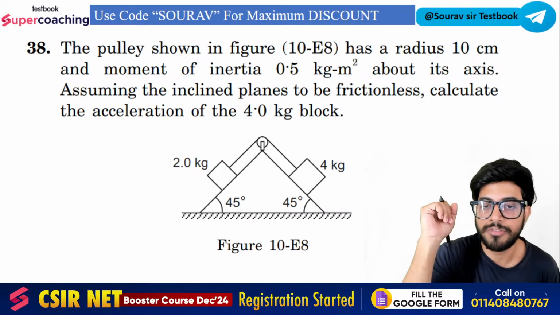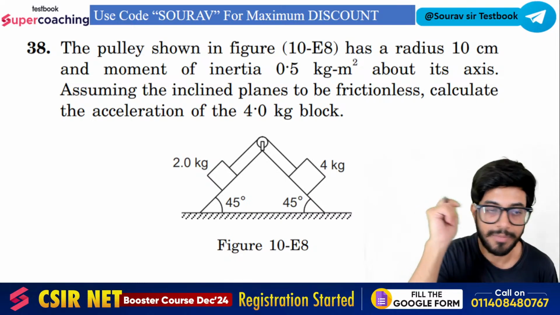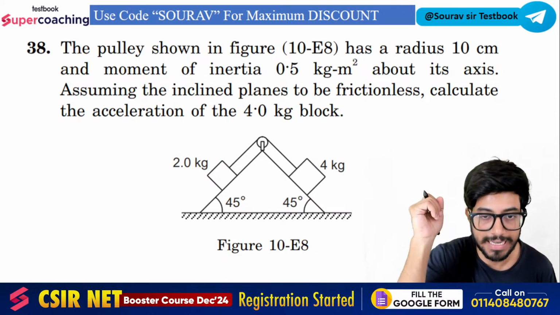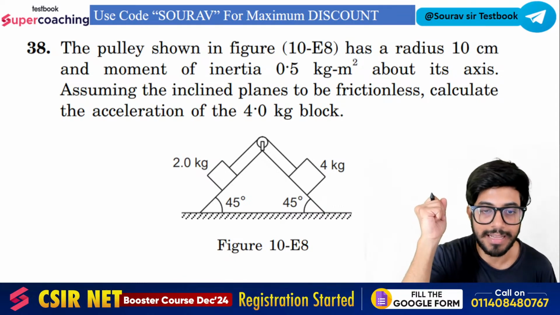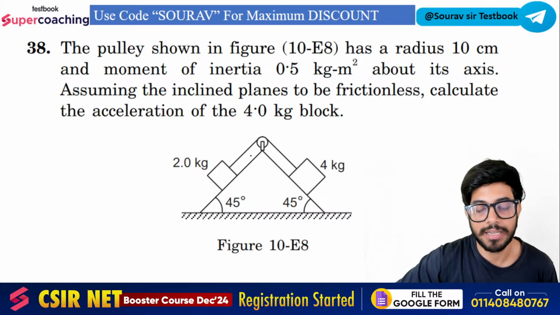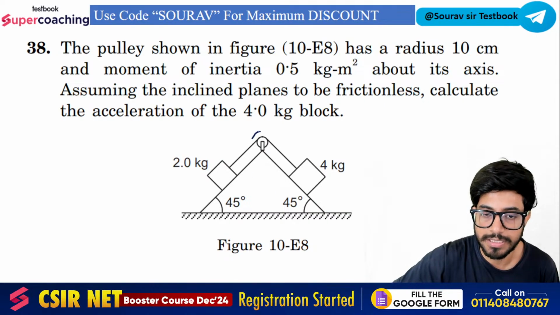The pulley shown in figure 10.E8 has a radius of 10 cm and moment of inertia of 0.5 kg meter square about its axis. Now assuming the inclined planes to be frictionless, calculate the acceleration of the 4 kg block. Tell me in which direction the tendency of motion will be. Of course, this is 4 kg, this is 2 kg. The tendency of motion will be along this direction.